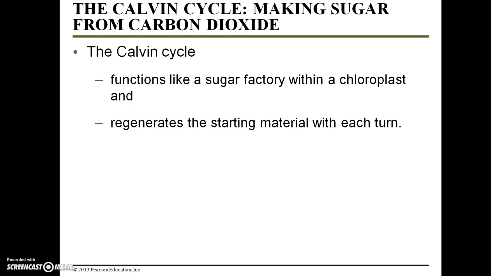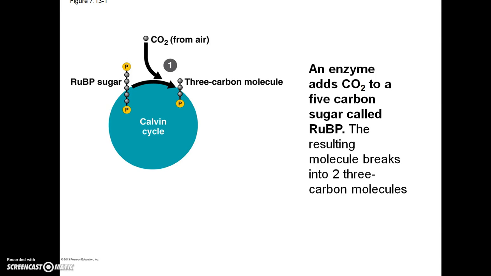Okay, so the Calvin cycle is what actually makes sugar from carbon dioxide. It functions like a sugar factory within a chloroplast, and it regenerates the starting material with each turn. Okay, so first of all, we have to have CO2 present from the air for this to work, and an enzyme adds carbon dioxide to a 5-carbon sugar called RuBP. The resulting molecule breaks into 2 3-carbon molecules, and one of those resulting molecules is shown here.